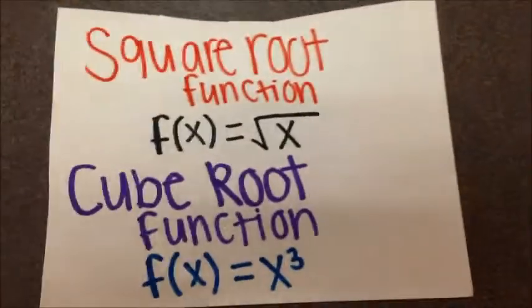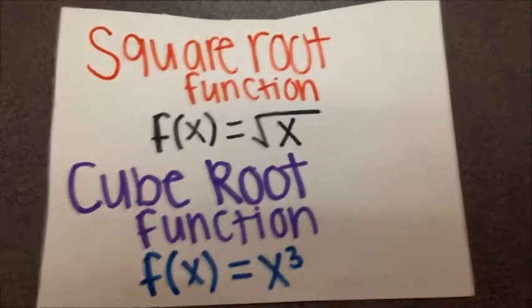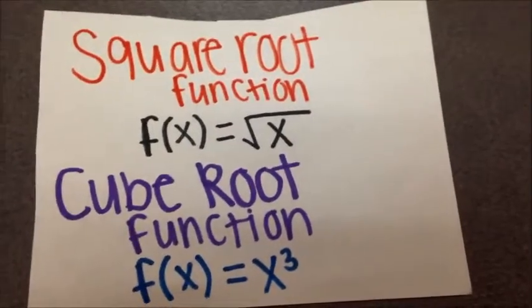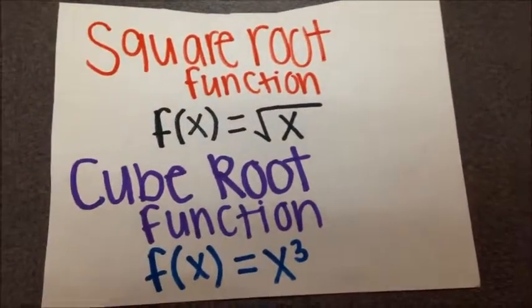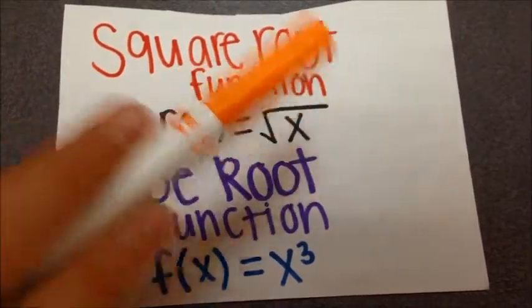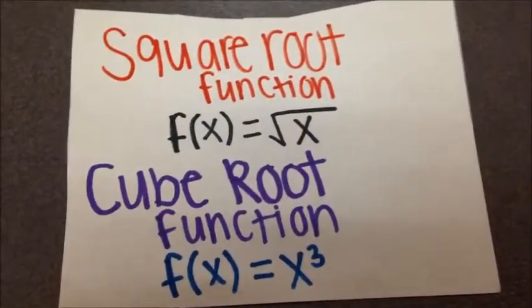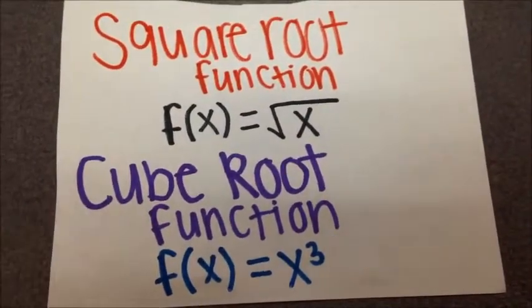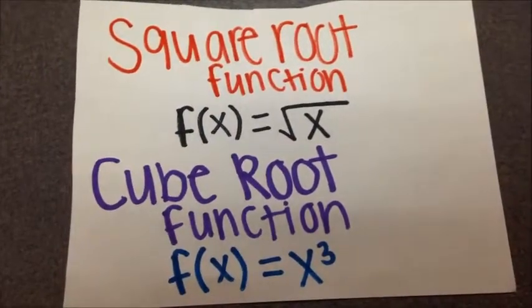Square root and cube root functions. As you can see, the square root function can be represented as f of x equals the square root of x. And the cube root function is f of x equals x cubed.